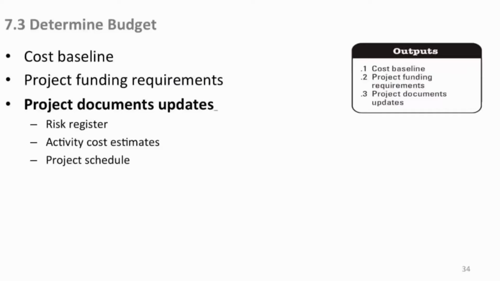Okay, almost done. Project documents, your risk register, activity cost estimates, and your schedule could all change every now and then because of the budget. But the big deal here is we now have a cost baseline, and we're ready to manage against it. So we're done with project budget. Now we're going to talk about controlling that budget, and we're going to get into some real nifty stuff with earned value management in our next module.